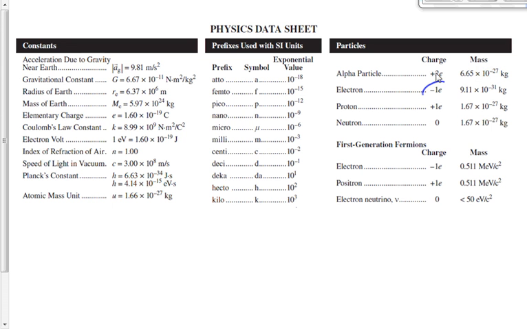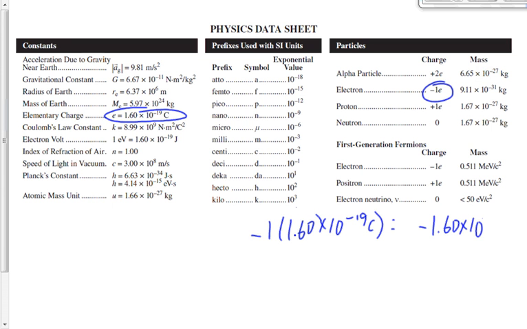Exactly, right over here, minus 1e. But what does that e mean? Brad? Good, it's what we call the elementary charge, and you'll learn more about the elementary charge in our 4th unit. Basically, it is the smallest possible charge you can have, and its value is 1.6 times 10 to the minus 19 coulombs. So the charge of an electron is minus 1e, or minus 1 times the elementary charge. So the charge of an electron would be minus 1.60 times 10 to the minus 19 coulombs.